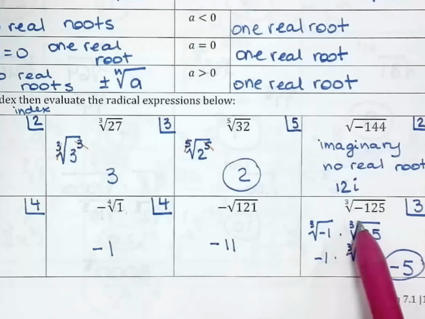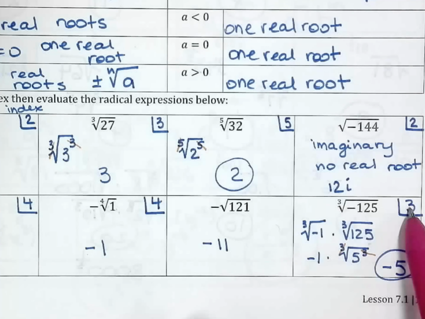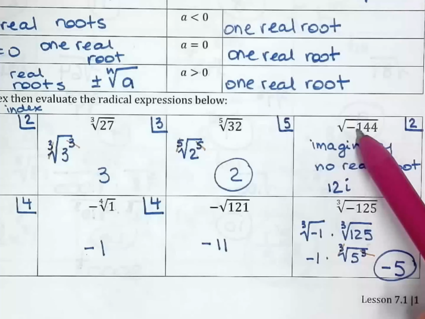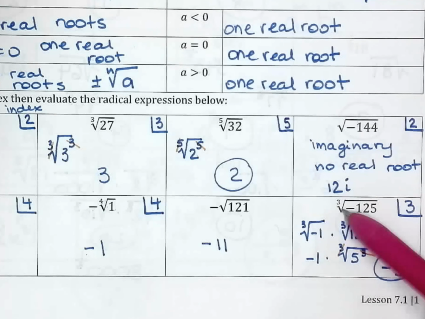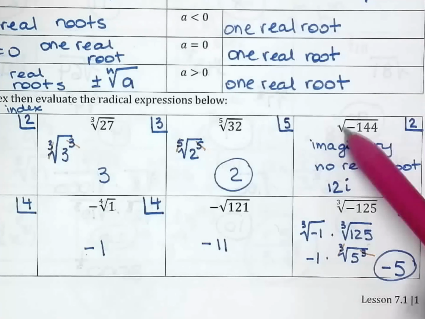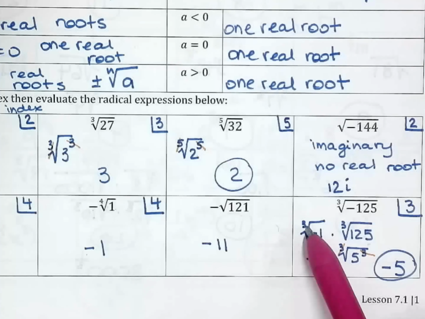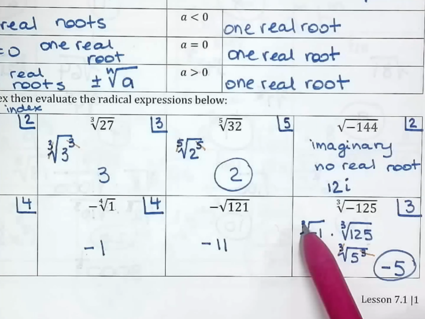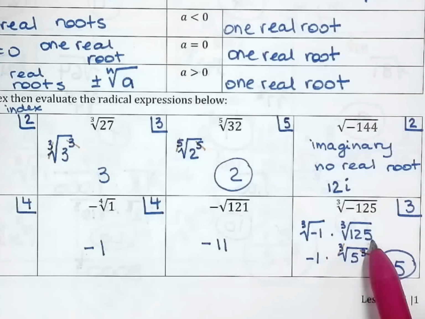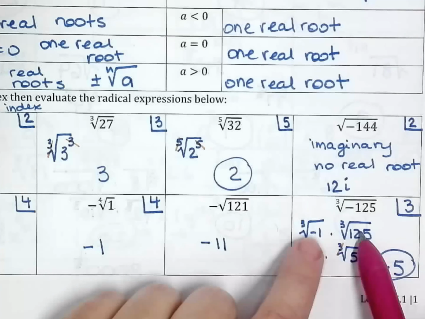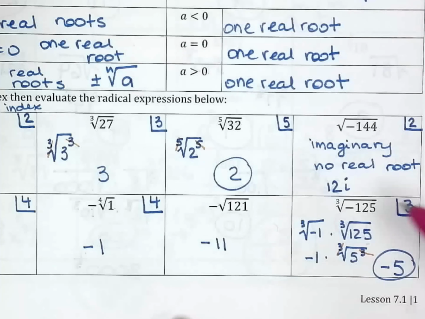The next one, the index is 3. And you're like, oh, it's going to be imaginary. No, we only have imaginary if this was a square root. But this one is not a square root. This is a cube root. So I will split that up. I'll rewrite as cube root of negative 1 and cube root of 125, because negative 1 times 125 is negative 125. Okay, that's why I'm able to split that up in 2 roots.